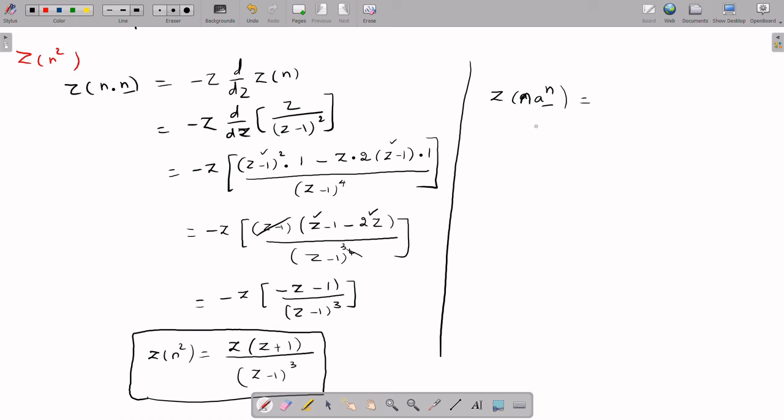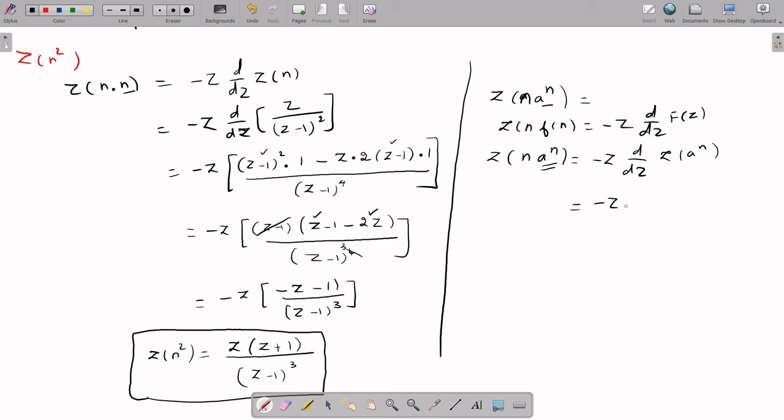Using the differentiation property, z transform of n into a power n is equal to, or if you want to write the differentiation property, n into f of n is equal to minus z d by dz of f of z, where f of z is the transform of f of n. But here we need the transform of n into a power n, so minus z d by dz of the transform of a power n, which we have to use.